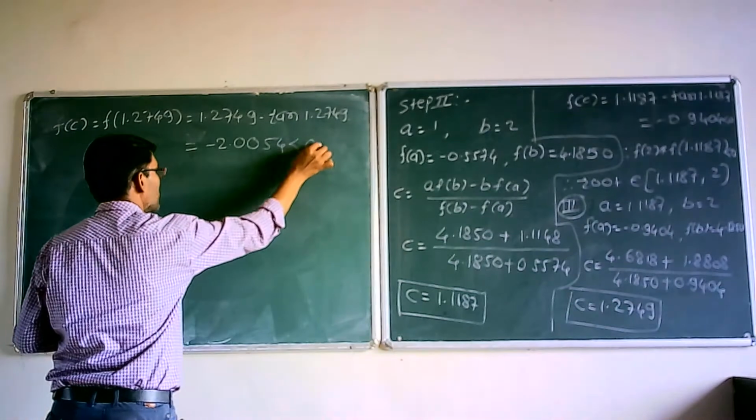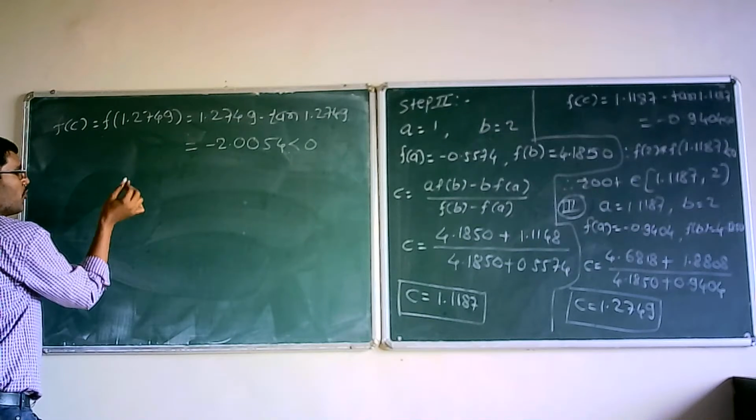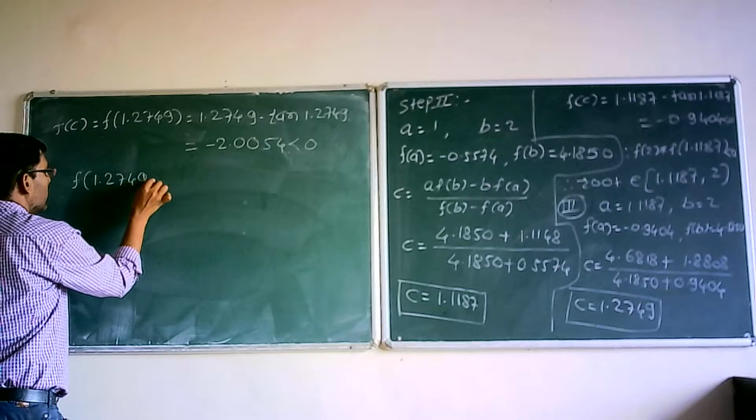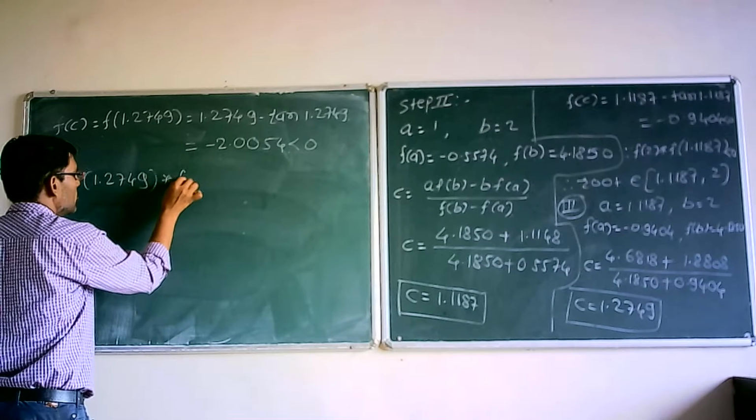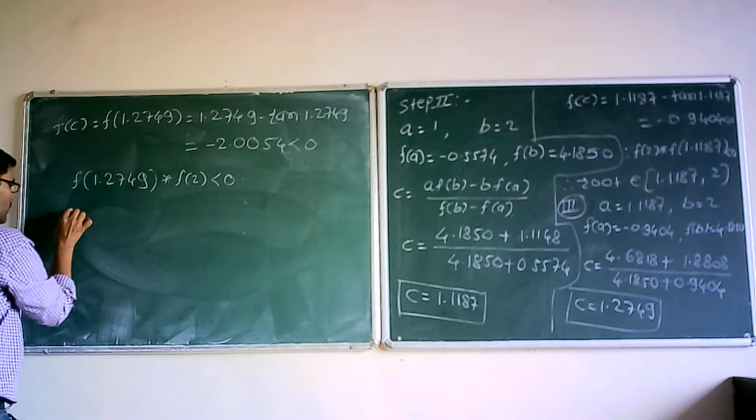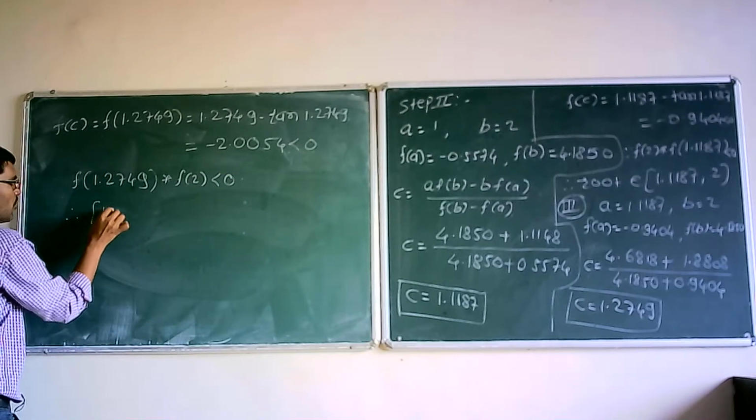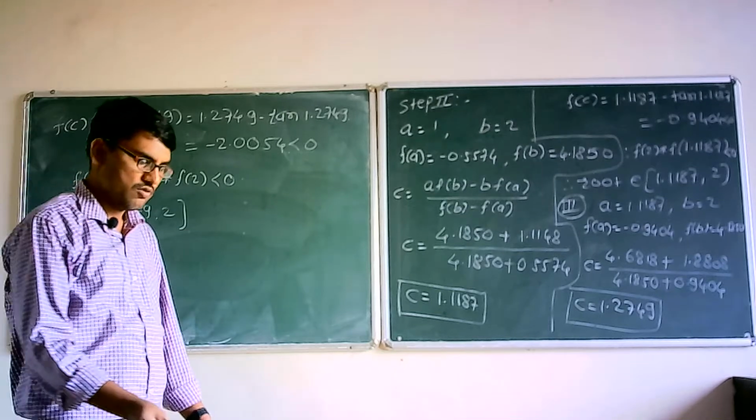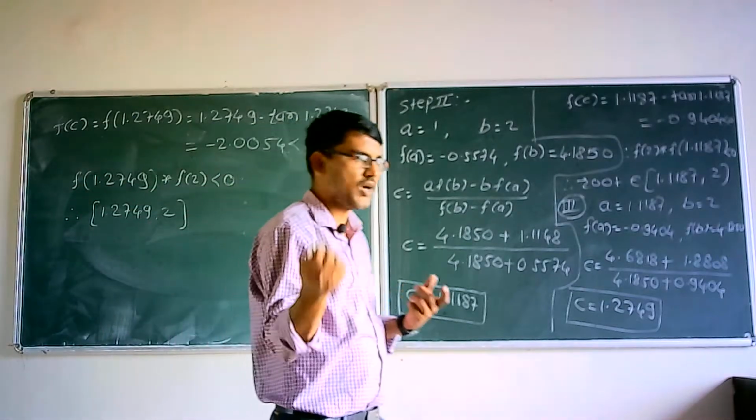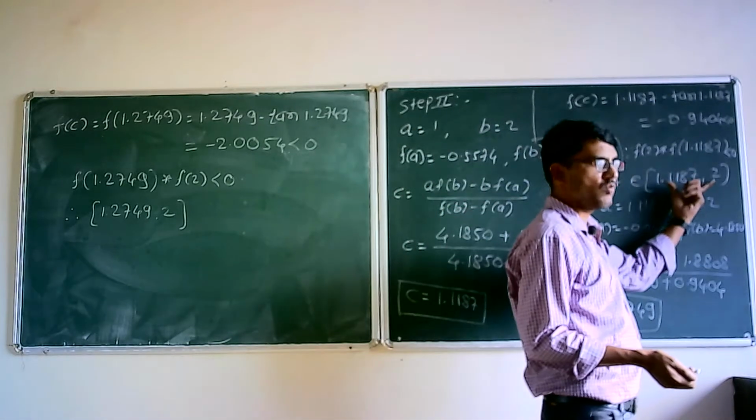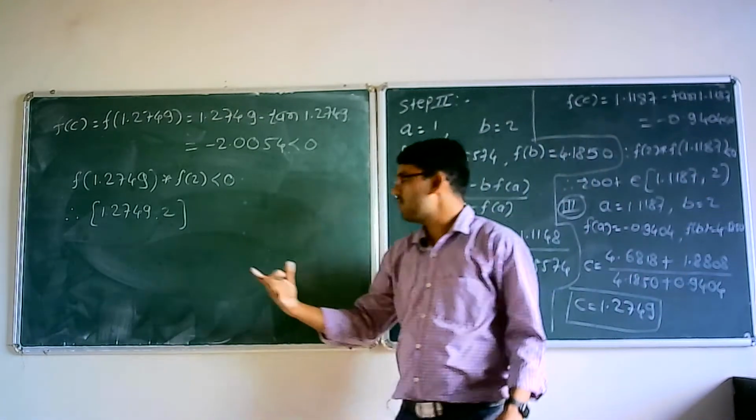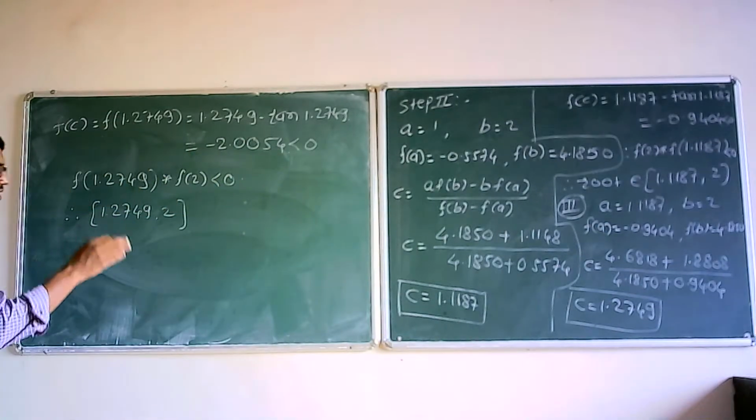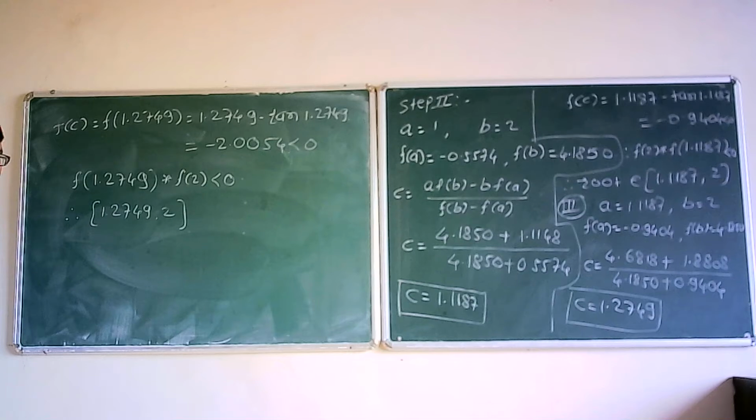Again, what is the previous positive? The previous positive is f of 2. So our root lies between 1.2749 and 2, since f of 1.2749 times f of 2 is less than 0. What is the new interval? The original interval is 1, 2. After that, the new interval is 1.1187 to 2, and now our new interval is 1.2749 to 2.